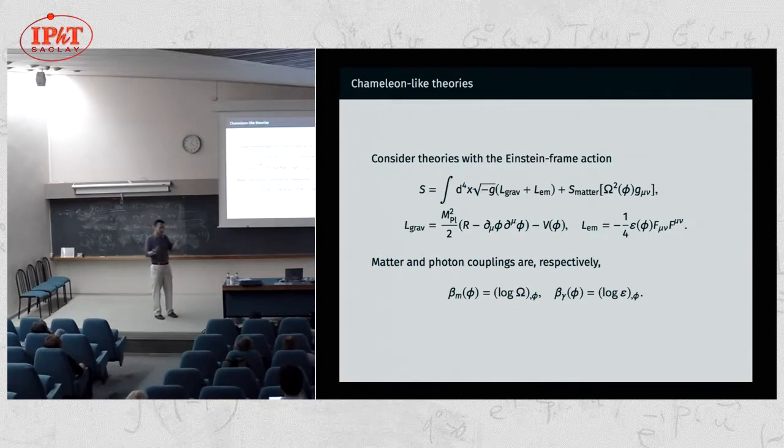Of course, the reason I can do this is it's not forbidden by symmetry, so let's just keep it around and try and constrain it with experiment. And then you can define these standard coupling parameters, beta_m and beta_gamma, as the couplings to, as the notation suggests, the matter and the photon respectively.